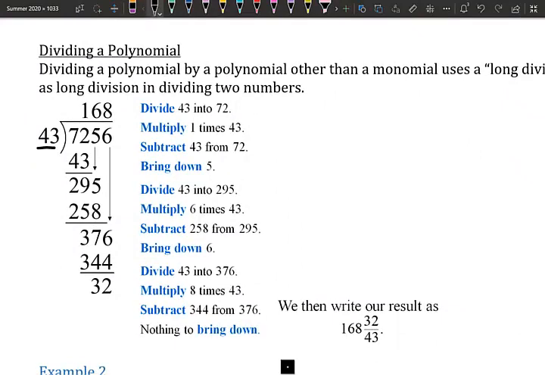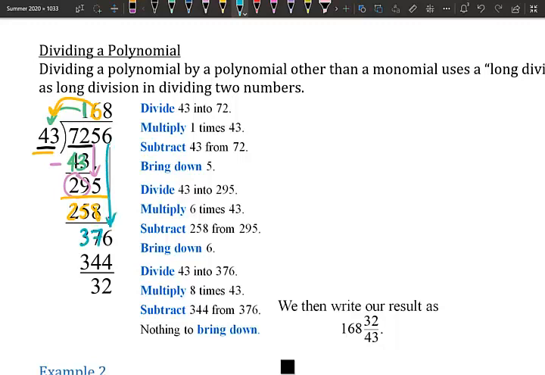So, we look at how many times does 43 go into 72? One time, right? So 1 times 43, we get 43. And then we subtract, right? So don't we put that little minus and we subtract? So we subtract and we're left with 29, and we bring the 5 down. So then we want to know how many times does 43 go into 295? Well, it goes in it 6 times. So 6 times 43, we get 258. Subtract, we're left with 37.